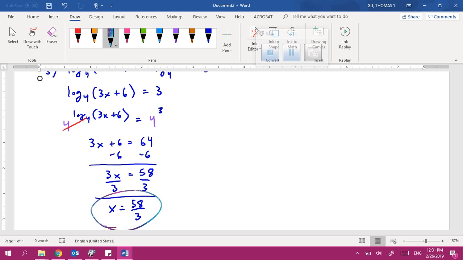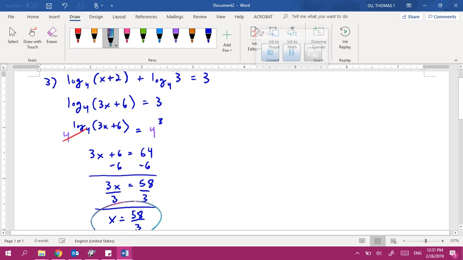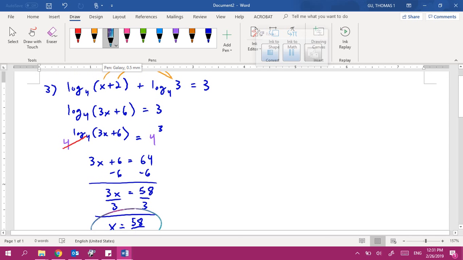Can you get a negative answer? Well, you need to be careful because remember, you can't take logs of negatives, right? So sometimes you might get a negative answer, but you have to see that if you put it back into the original, it doesn't stay as a negative number. If you have 2x minus 8, like log base 6 of (2x minus 8).